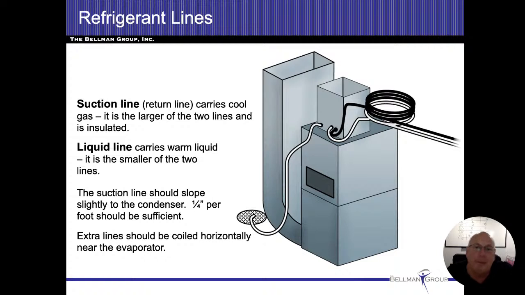I made mention before on scroll compressors, and they need lubrication, and the lubrication is inside the refrigerant, and so that just constantly moves through the whole system. As it's a gas or a liquid, it's basically a lubricant as well.